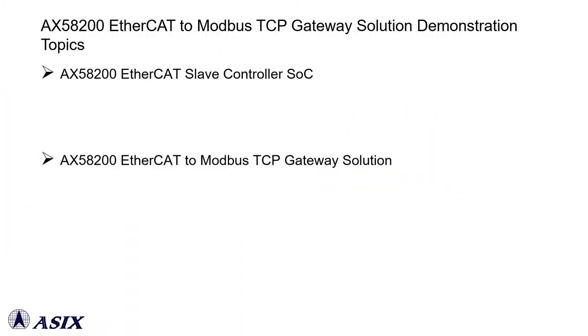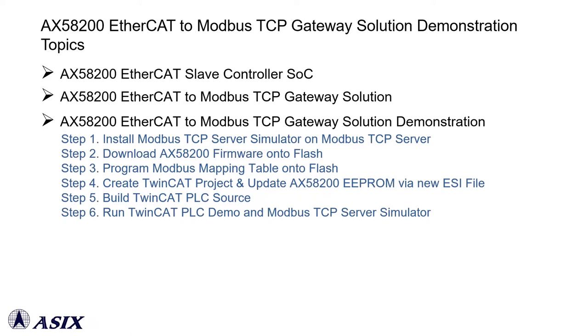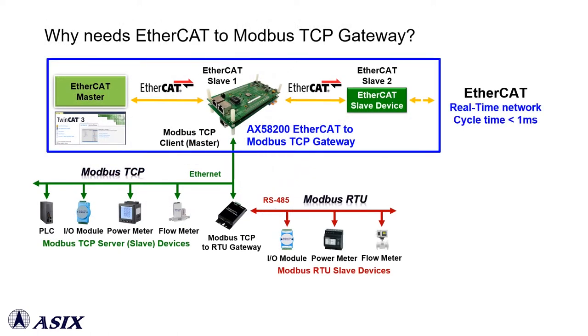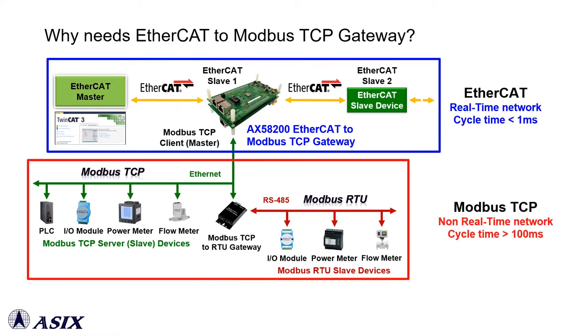This video introduces ASIX AX58200 EtherCAT to Modbus TCP Gateway solution. Why need to use EtherCAT to Modbus TCP Gateway?